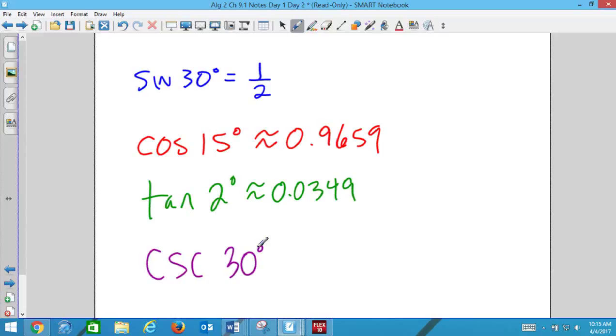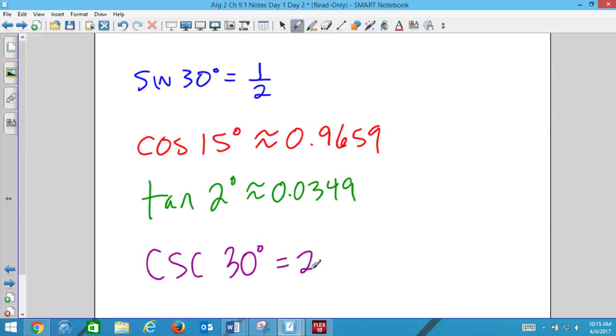Which one is cosecant the reciprocal of? Remember, there's only one co per pair. Sine. So cosecant is a reciprocal of sine. Do you know what the sine of 30 degrees is? 1/2. So what does the cosecant have to be? It has to be 2. Can you get that on your calculator? It said an error. Well, then you didn't type it in right. So the question is how we type it in our calculator.